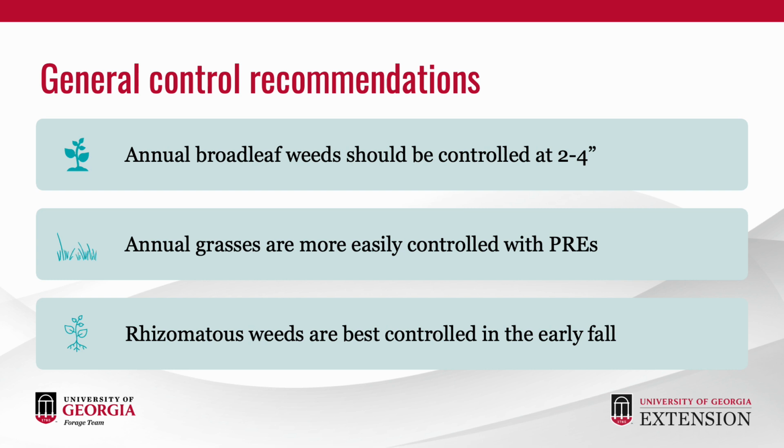So if I could distill down weed control into one slide, this is our snapshot of weed control management for the state of Georgia and honestly a lot of the Southeast. Our annual broadleaf weeds need to be controlled when they are 2 to 4 inches tall. The challenge is our recommended stubble or grazing height for a lot of forages is about 3 to 4 inches tall, which means these can really blend in.